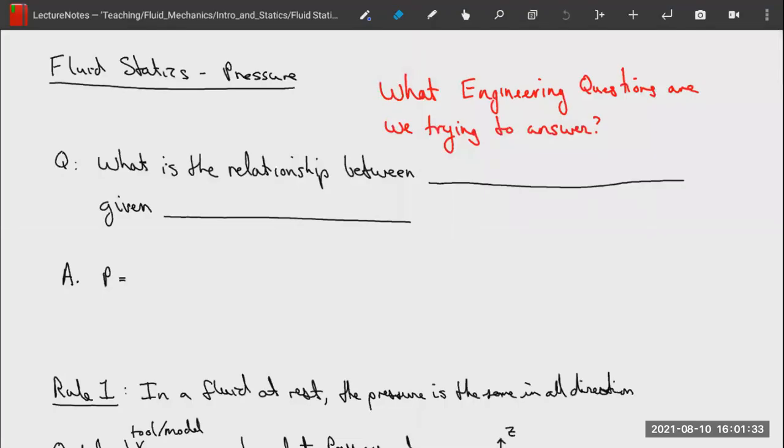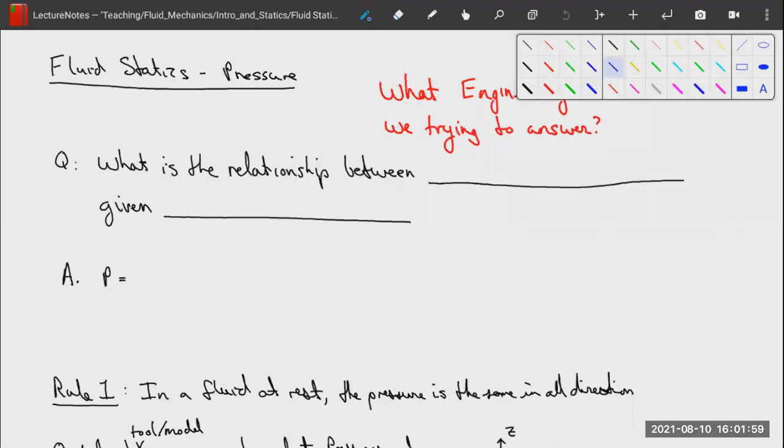Okay, so now we're going to move on to a different topic. We're going to start fluid statics, which is a study of fluids that are static and at rest. In particular, we're going to start off by trying to answer a very particular question, and that is, what is the relationship between pressure and depth, given that the fluid is at rest?